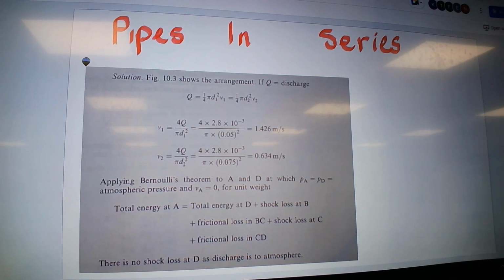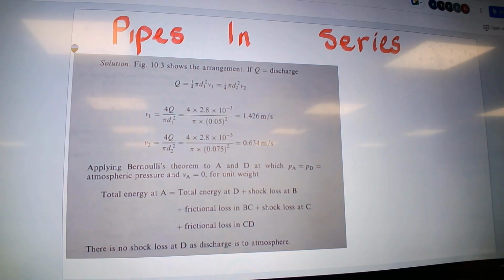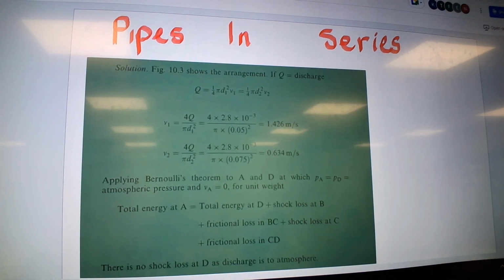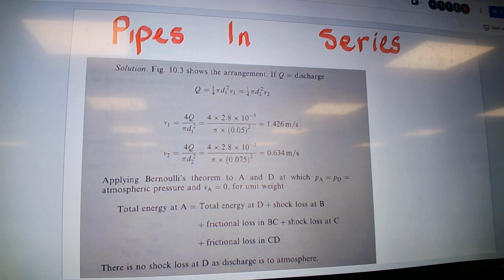Let me just move it a little bit bigger. Okay. So we have the value of the Q. We say Q equals VA. That's the formula. Q equals VA.